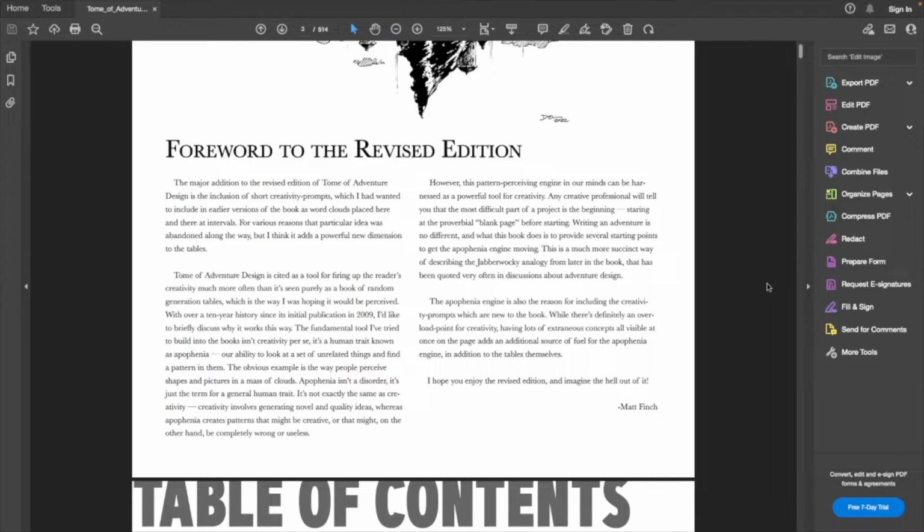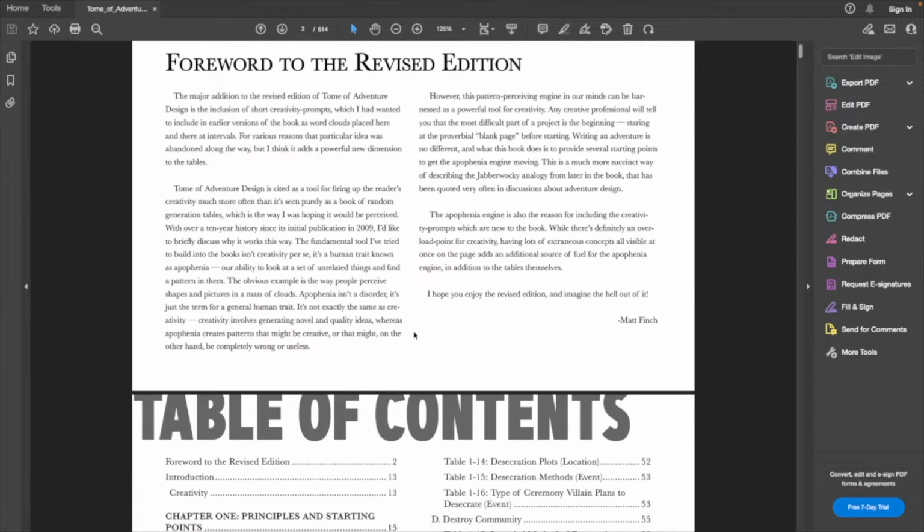That is a much more succinct way of describing the Jabberwocky analogy from later in the book, that has been quoted very often in discussion about adventure design. The apophenia engine is also the reason for including the creativity prompts, which are new to the book. While there's definitely an overload point for creativity, having lots of extraneous concepts all visible at once on the page adds an additional source of fuel for the apophenia engine, in addition to the tables themselves. I hope you enjoy the revised edition and imagine the hell out of it, per Matt Finch.